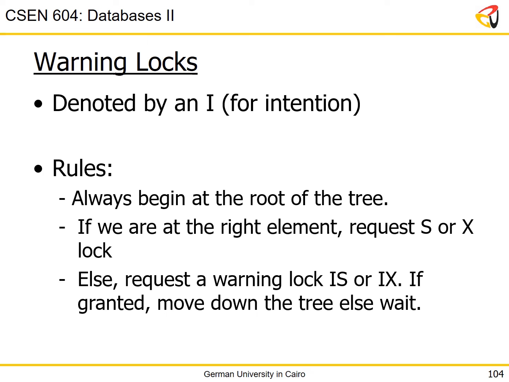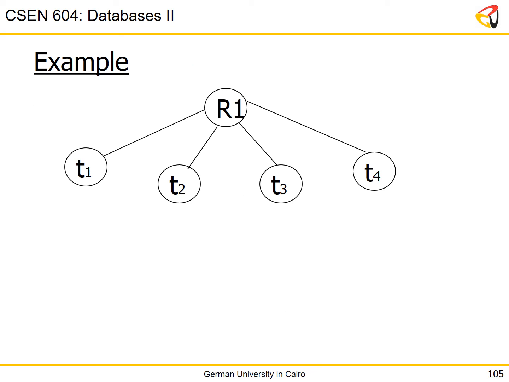So we will always begin at the root of the tree, and if we are at the right element, we will request either shared or exclusive. If we're not yet at the right element based on the SQL that we are executing, we will just request what's called a warning lock, which starts with an I for intention. Okay, we have 2 types, intention to share and intention exclusive. Either we get it or we don't, and if we get it, we move down the tree. So let's look at an example.